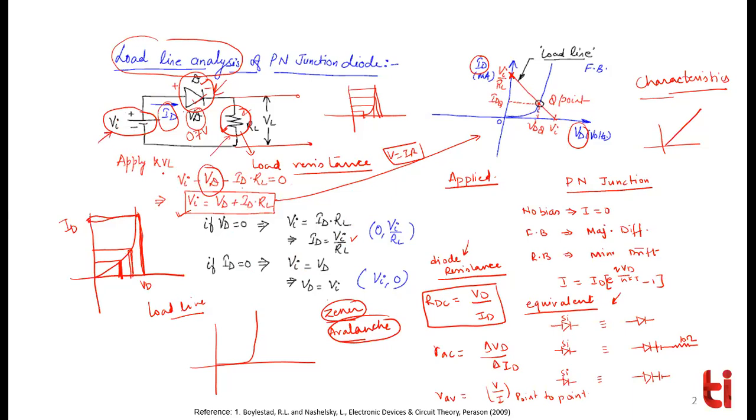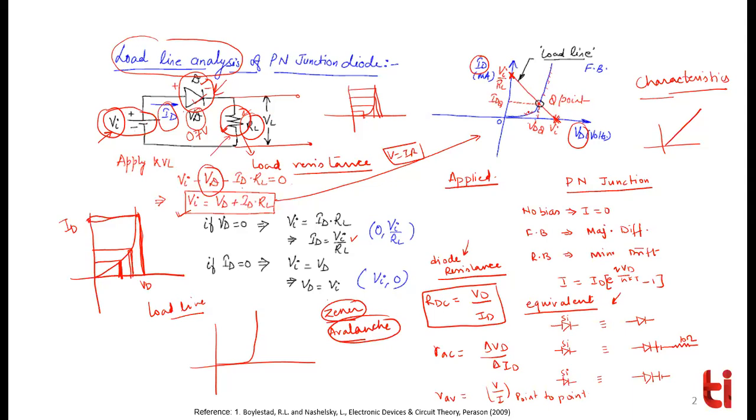VI will have some value, because I have taken a general kind of question. In a question you will get VI as something like 5 volt, let's say. So you apply VI over here, and since it's a linear equation, you connect these 2 points, and wherever this line intersects the diode characteristics, that will be your operating point. The diode can operate at any point, but depending upon the load and the VI you have, there is only one point at which the circuit is working.